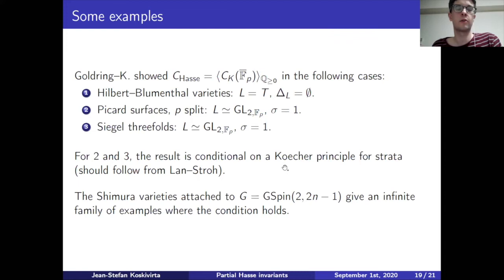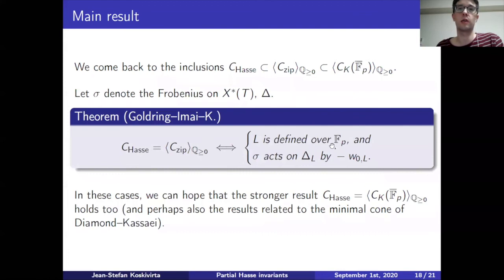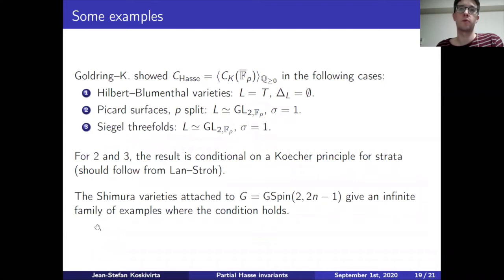Okay, and also another family of examples is the Shimura varieties attached to spin groups. If you take G spin 2, 2n minus 1, this infinite family of Shimura varieties satisfies these two conditions. L is defined over Fp and sigma acts on the delta L by minus W0L. And so again, this we have not explored, but we can hope that the results of Pilloni and Kassaei hold for these Shimura varieties as well.